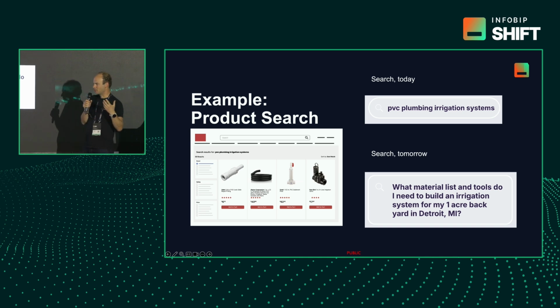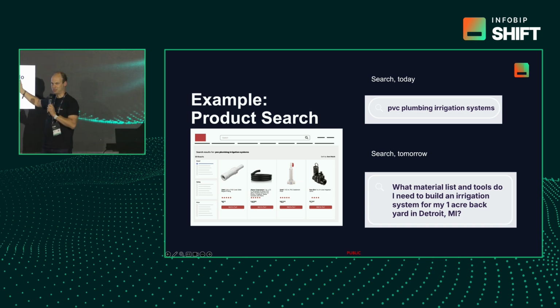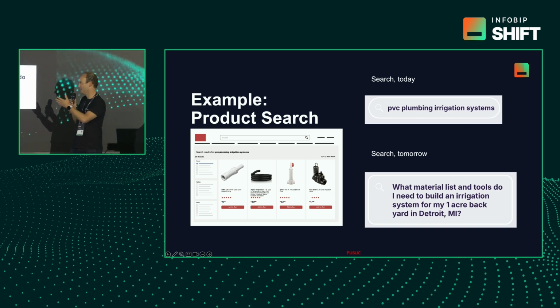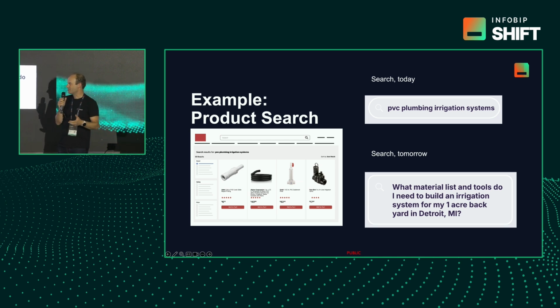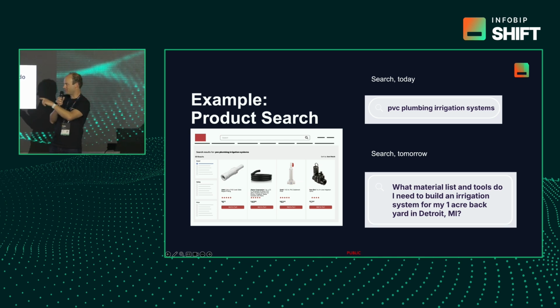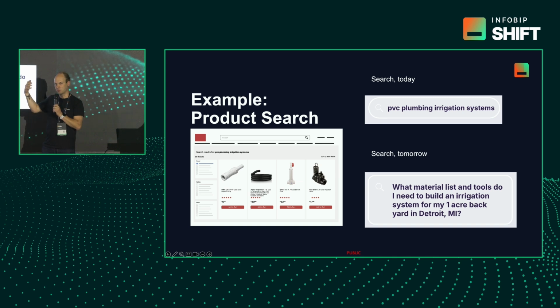But now that we're all using AI, what we want is to be able to ask our shop an actual question, and give it more context. For example, I'm trying to build an irrigation system for my actual backyard, which has a certain dimension and a certain location, and I would love for that shop interface to come up with the right products. And this is an excellent use case for similarity search.